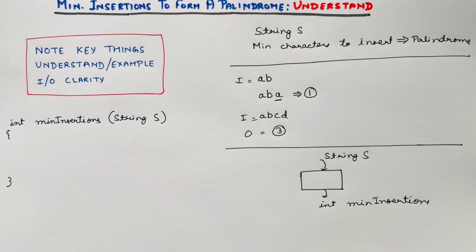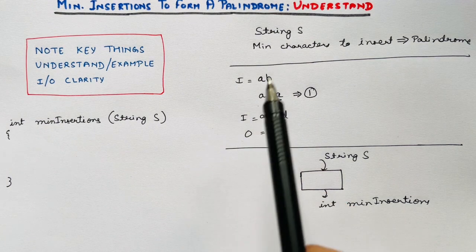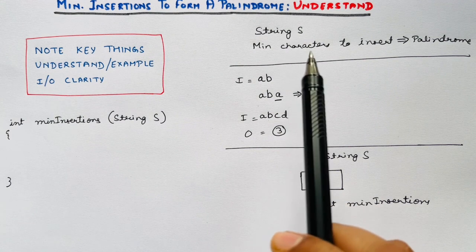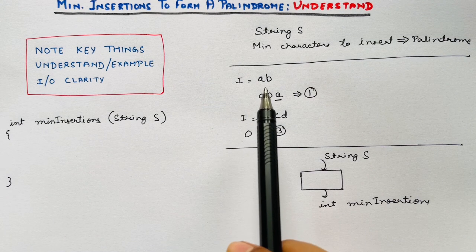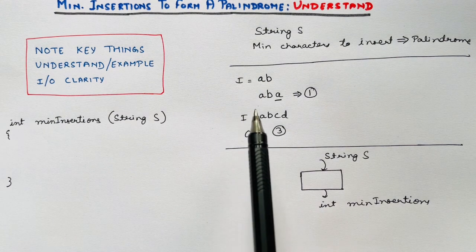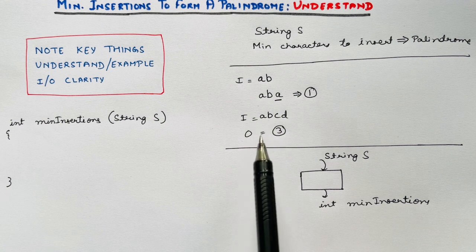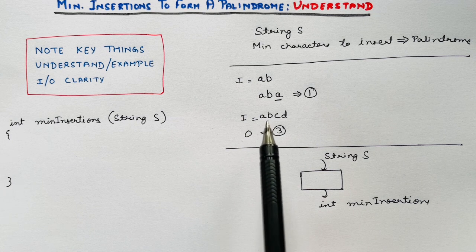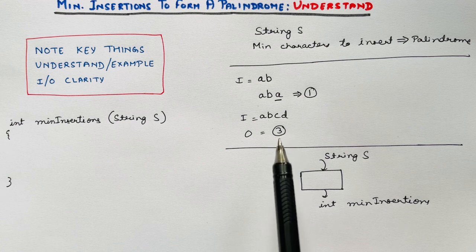Let's start. To begin with, let us first note the key things given in the question. We are given a string S and we have to find the minimum characters that we should insert in this string such that this string becomes a palindrome. So if we consider an example, if we have the string AB, we just need one more character. Why? Because ABA will become a palindrome. Similarly, if we consider another example, ABCD, then for this we need 3 characters to be inserted to make this a palindrome.